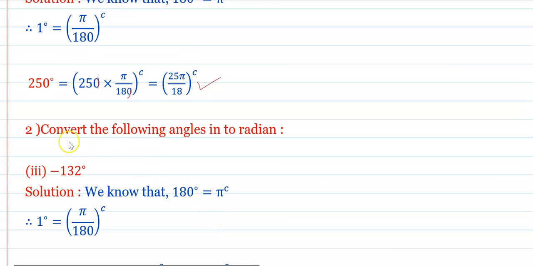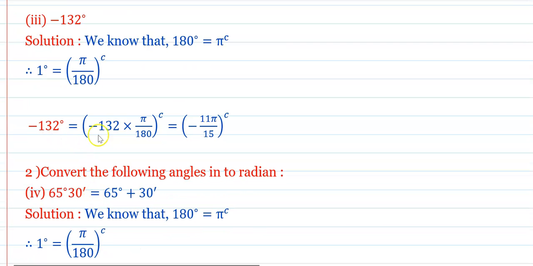Now the next, convert the following angle into radian. Minus 132, and the same thing is here, multiplied with pi upon 180, and if you simplify, the division is by 12. We can minimize, simplify by 12. You will get 11, and here is a 15. Minus 11 pi upon 15 radian.